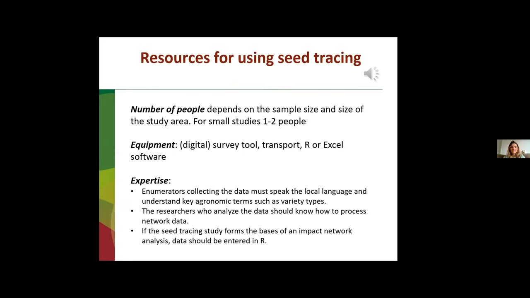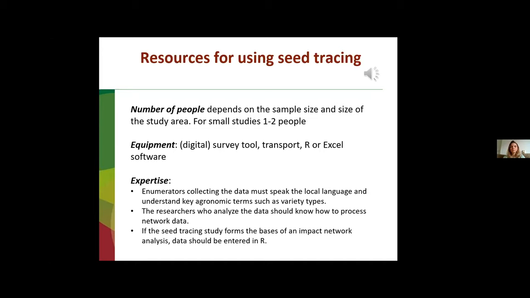The number of people that are needed for a seed tracing study really depends on the sample size and the size of the study area. So for a small study, one or two people might be enough, but the number needs to be increased if the study area is very big or the sample size is very large. The easiest way to collect the data is via a digital survey tool. Further, what is needed is transport to move from one actor to the other. And to analyze your data, you need Excel or RStudio software.